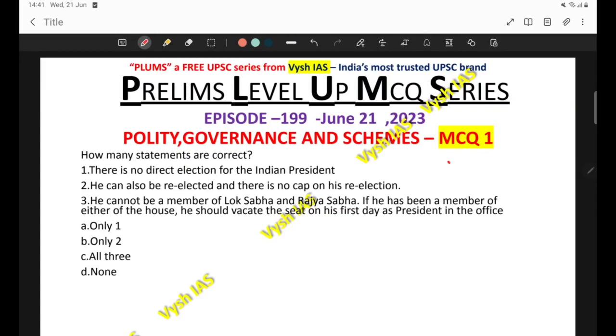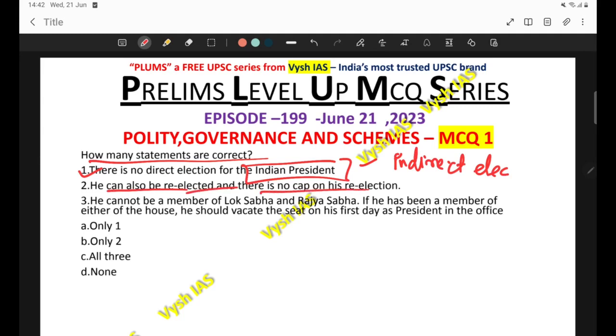So let's move on to the first question. The first question reads, how many statements are correct? And the question is regarding the Indian president. The first statement reads, there is no direct election for the Indian president. Yes, this statement is correct because for the Indian president we have indirect elections. Second, he can also be re-elected and there is no cap on his re-election. Yes, this is also correct.